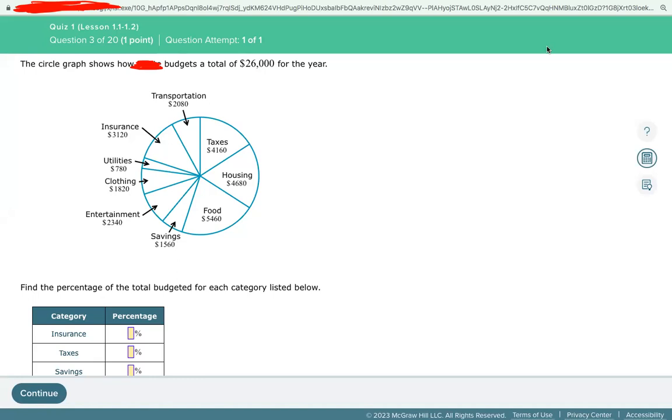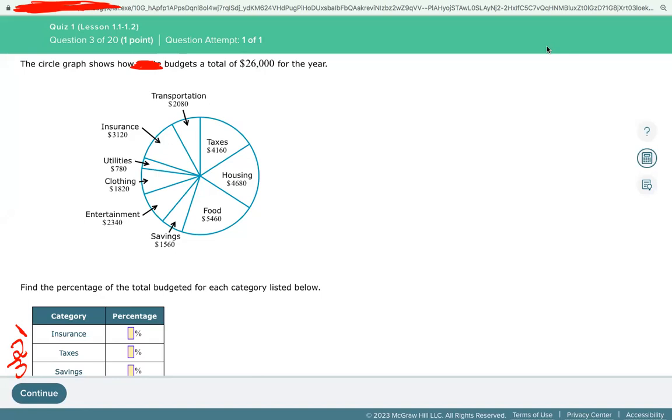Hello, everyone. So today we are looking at finding the percentage of the total this person has budgeted for certain categories. In this instance, we're looking at three categories. We're looking at insurance, I'll number that 1. Taxes, I'll number that 2. And savings, I'll number that 3. Now I am going to locate these pieces on this pie chart.